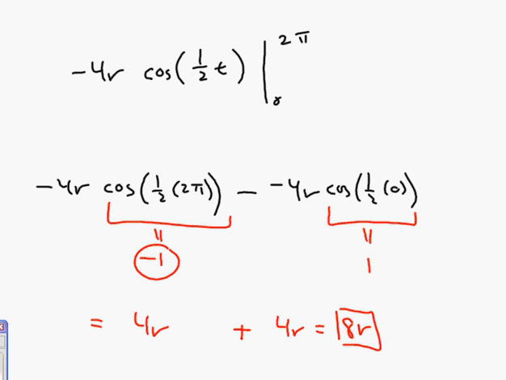So what does that mean? It means that the length of one arc of the cycloid is exactly 8 times the radius of the circle that creates the cycloid. Surprisingly simple answer given how complicated the parameterization is.